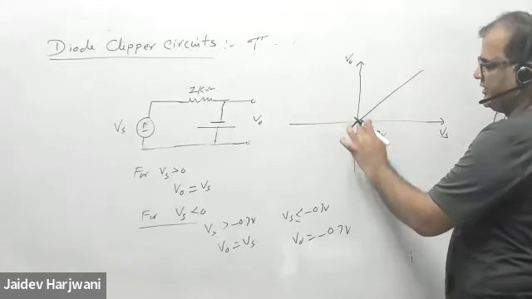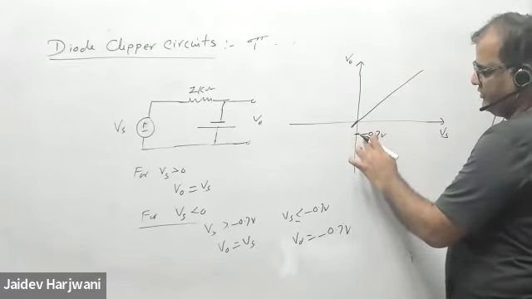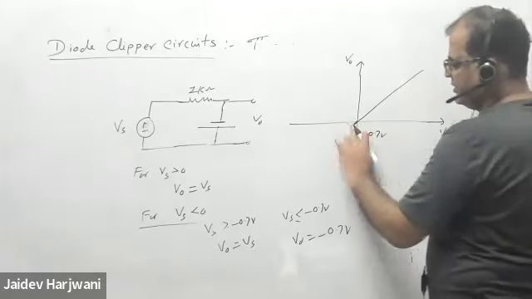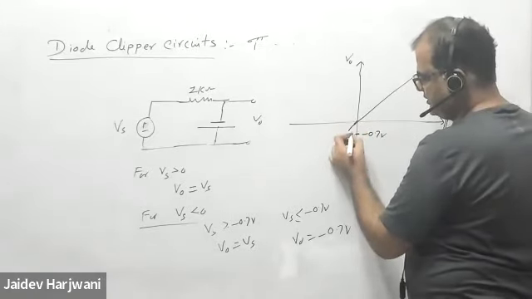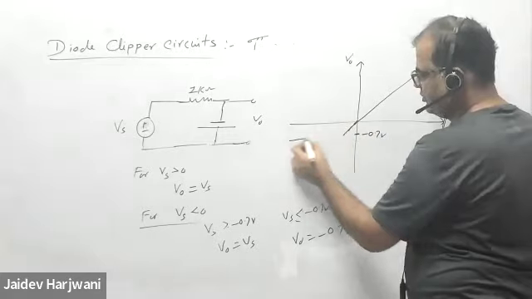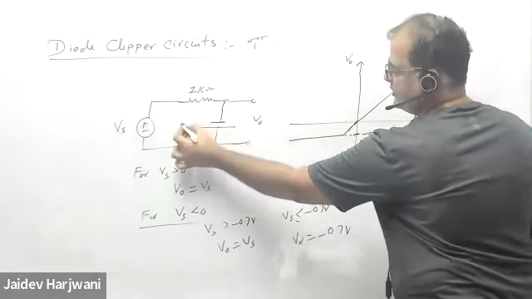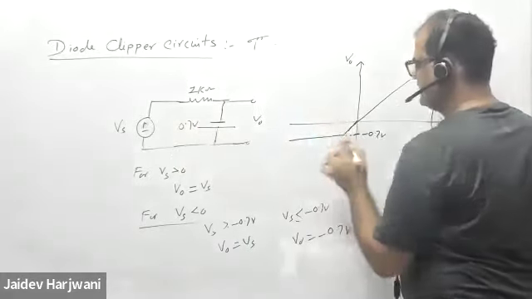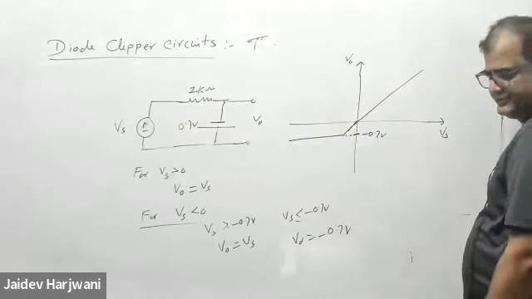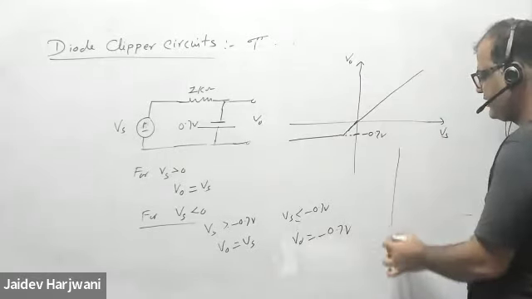So Vs is here greater than minus 0.7 volt. When my Vs becomes less than this one, then this voltage becomes fixed at minus 0.7 because of the opposite battery. So V naught becomes minus 0.7. Okay. Is that point clear to everyone?